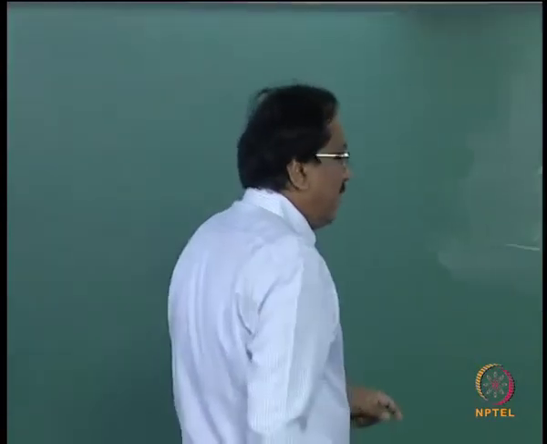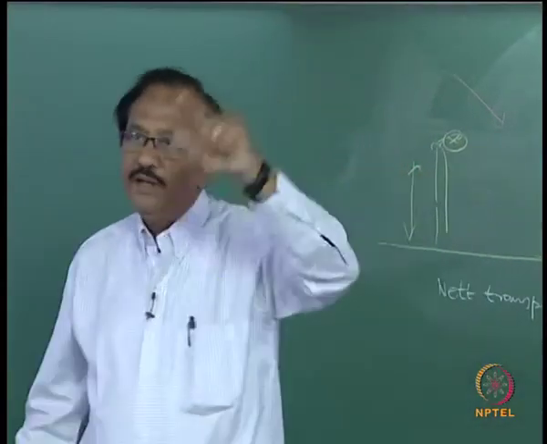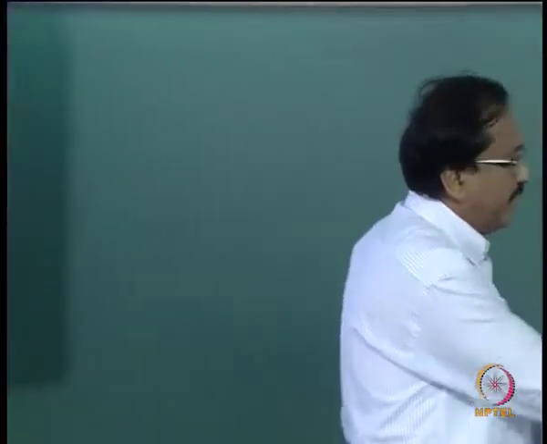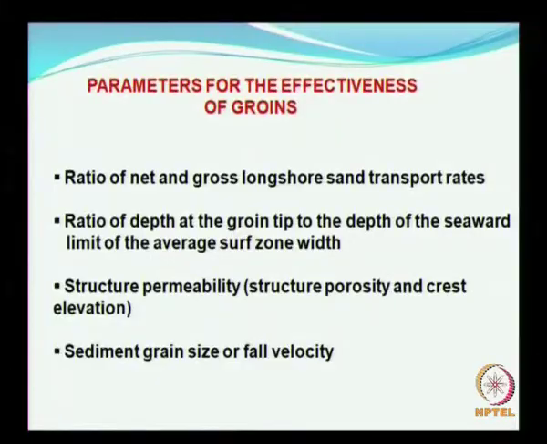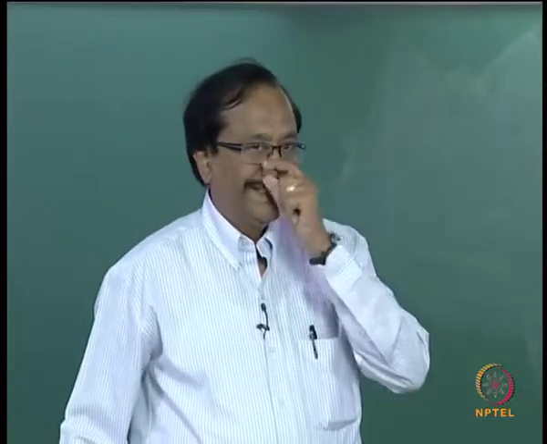So structural permeability or structural porosity, etc., and also the crest elevation, this we have already seen when we discussed the groin going like this or going like this, and then the sediment grain size or the fall velocity. About sediment grain size or fall velocity we have already covered under the sediment characteristics. So these are some of the parameters that are going to have an effect on the effectiveness of the groins. All of you are alright? It's okay? No doubts?